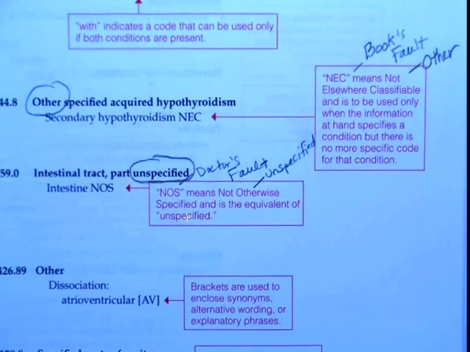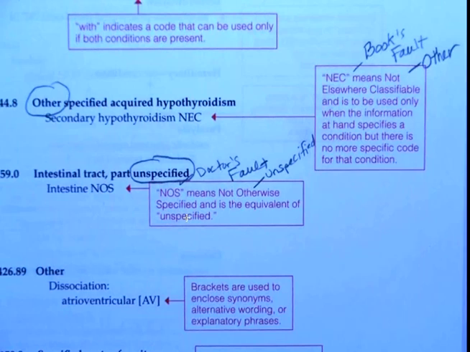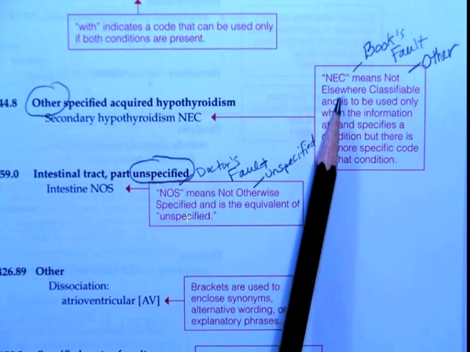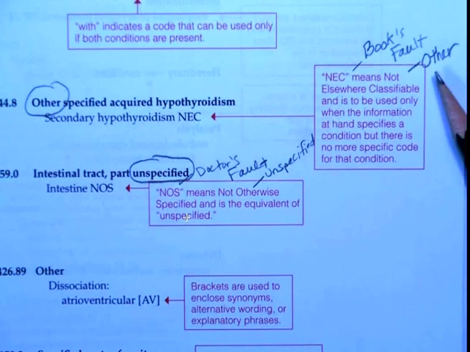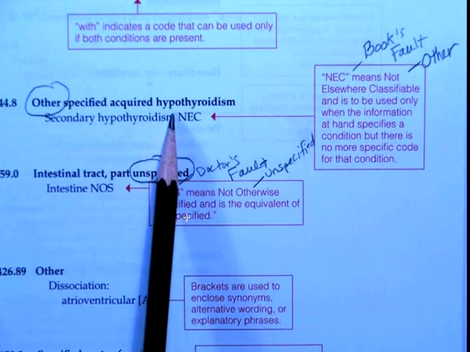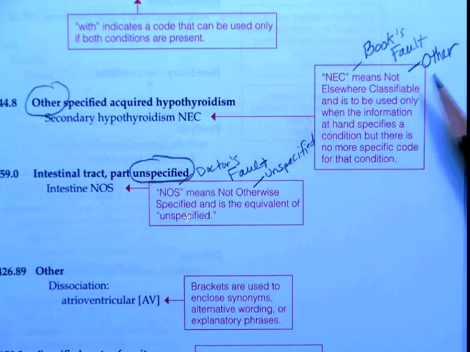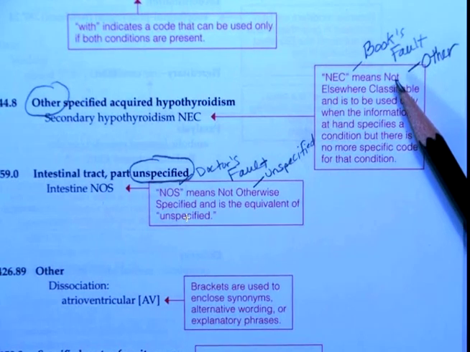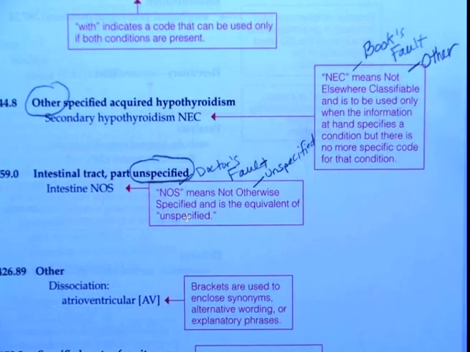Okay, so this is what I teach my students, that NEC means not elsewhere classifiable, and it's equal to the word other in tabular, like this example here, 244.8, other specified acquired hypothyroidism. And what it's saying is that your physician has given you a qualifying term or more detail than the ICD-9 book goes into. That's why it's called not elsewhere classifiable. It doesn't fit in any of the other categories. That's why I call it the book's fault.